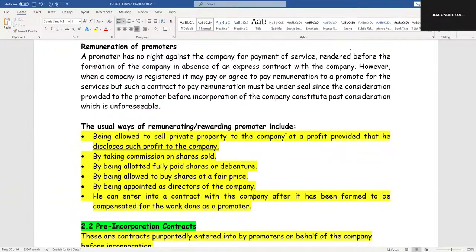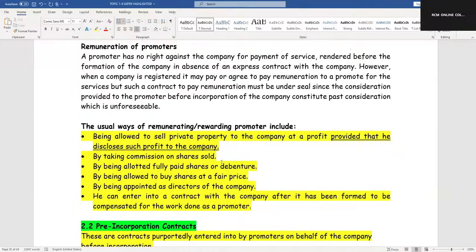He can be given a commission on shares sold. This is where we're talking about a public company, and therefore he prepares a prospectus to facilitate the sale of the shares on the formation of the company. So he can be given a commission on the number of shares that have been sold. He can be allotted fully paid shares, just free shares, or debentures in the company. He can be given free shares and be told, you've done a lot of work, so we're going to give you some shares, you become a shareholder in this company.